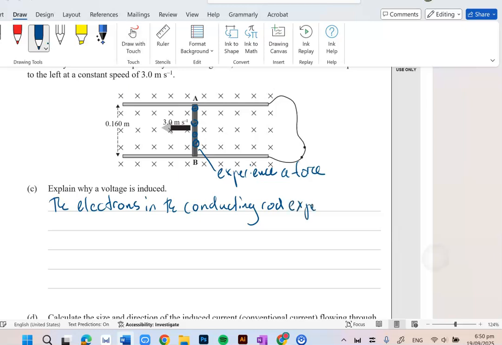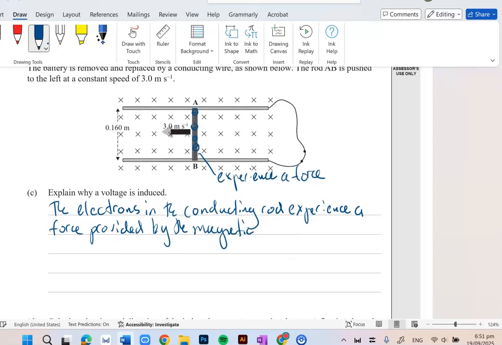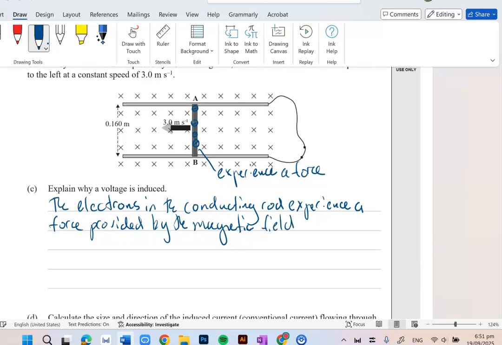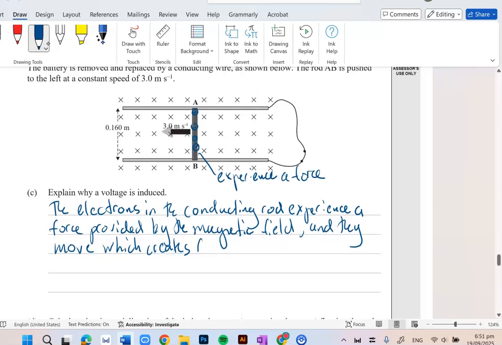Experience a force provided by the magnetic field and they move, which creates an induced voltage. Okay, that's all we need.